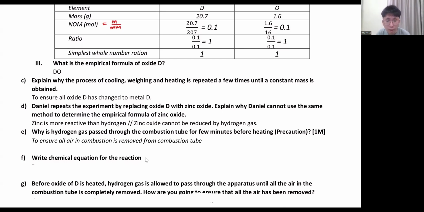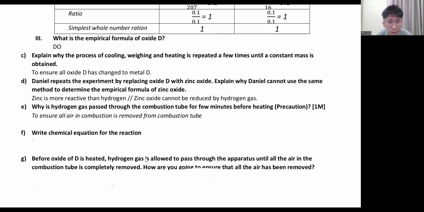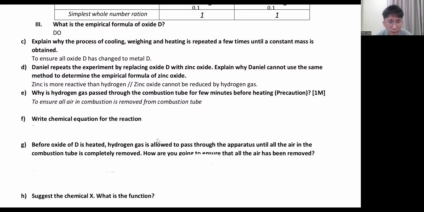Then they ask you to write the chemical equation. So the chemical equation will be your D oxide, okay? And we cannot write copper oxide, guys, even though I know it's copper, we cannot write copper if the question doesn't tell you. Be careful on this. If they give you unknown, you use unknown. But the concept applies the same as copper oxide. So plus your hydrogen gas becomes H2O plus D. So that is finished, 1 mark.